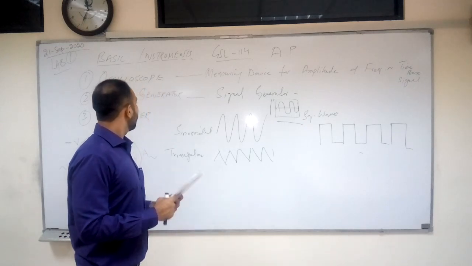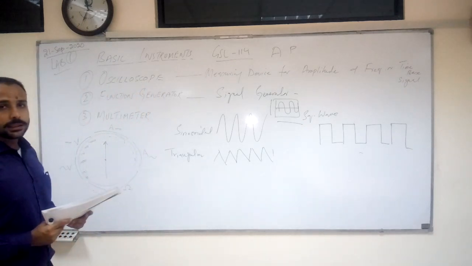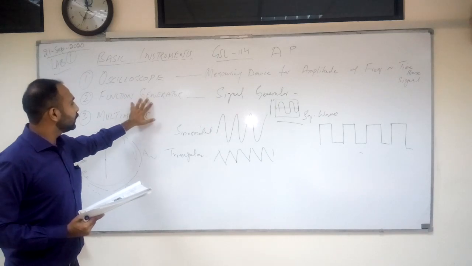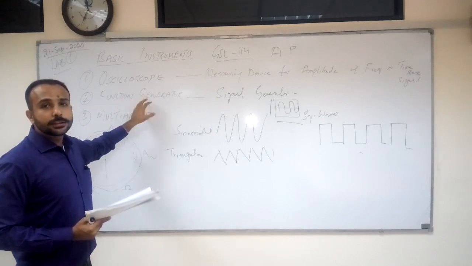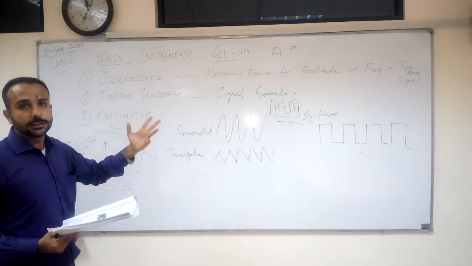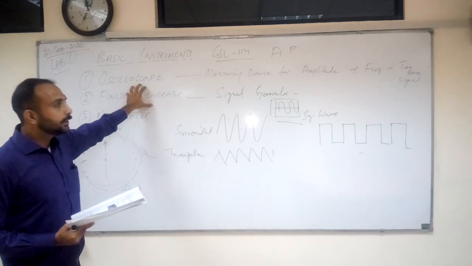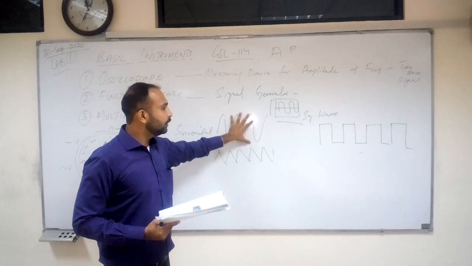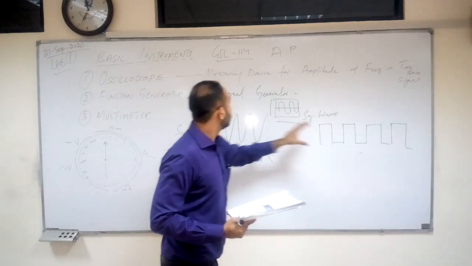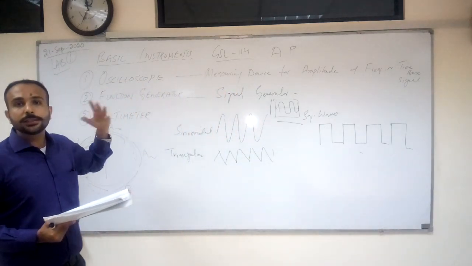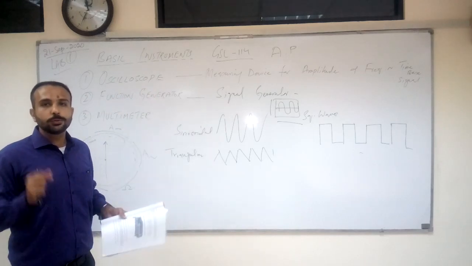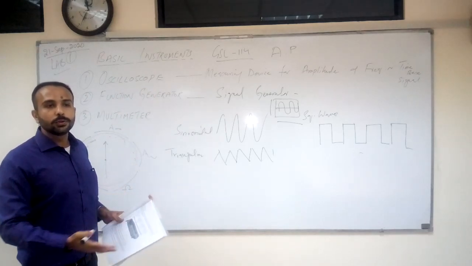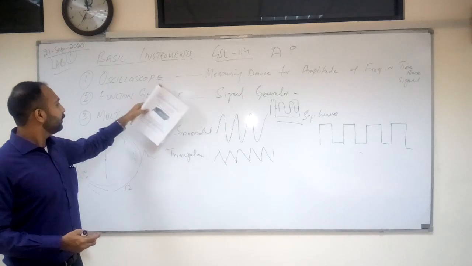The first lab is on the function generator. What is a function generator? It is used to generate some types of functions. There are three types of functions provided by the function generator. First is the triangular wave, then the sinusoidal wave, and the square wave. These are generated by the function generator. This is the output system. It is used to provide this signal from the function generator to the oscilloscope.